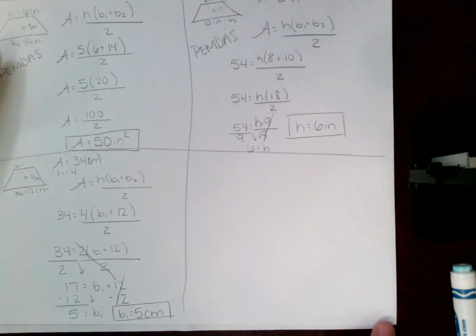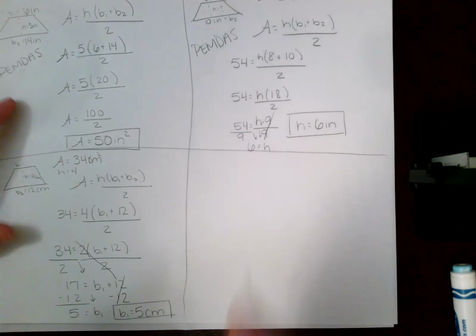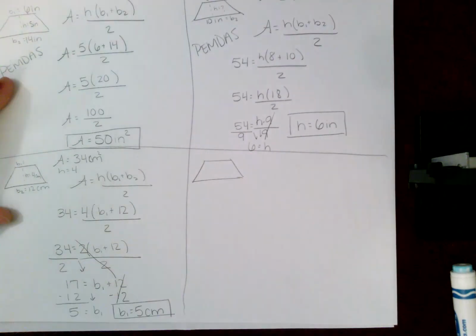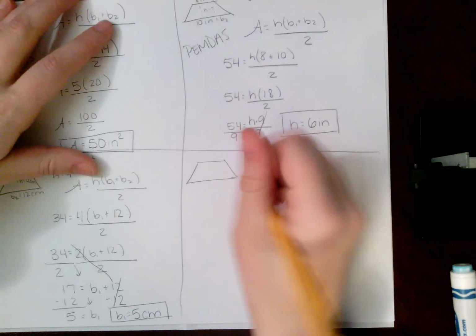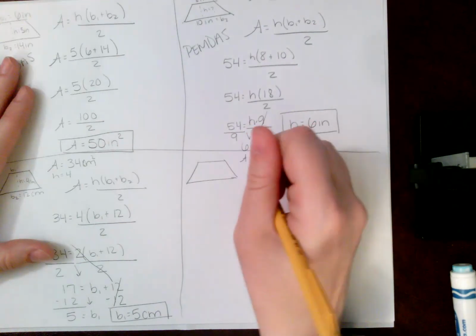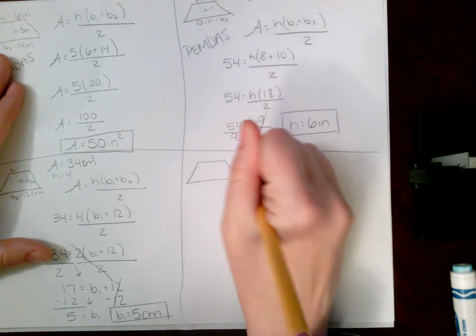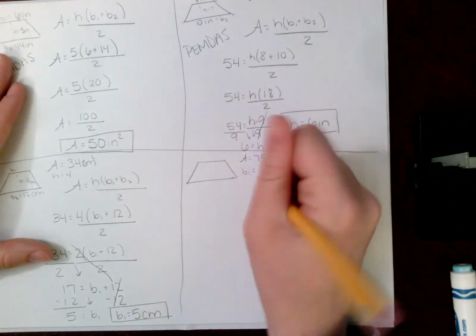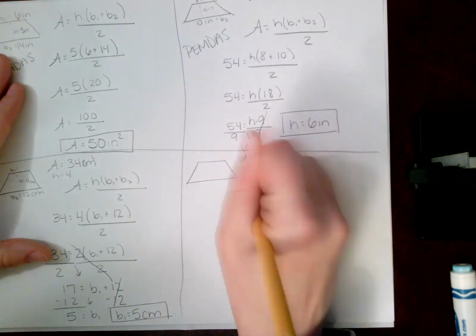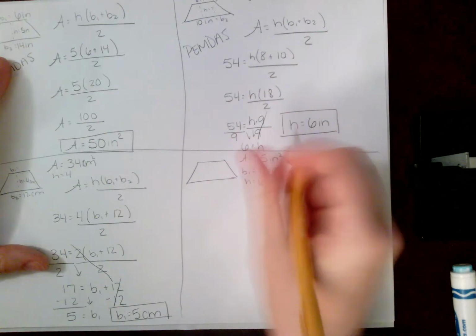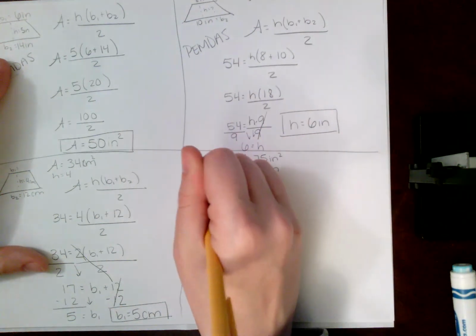Last problem, we are going to be calculating the length of the longer base using our area formula. So in this last example, we are going to have a trapezoid whose area is equal to 75 inches squared. Base 1 is equal to 10 inches. Our height is equal to 6 inches. And B2 is unknown.